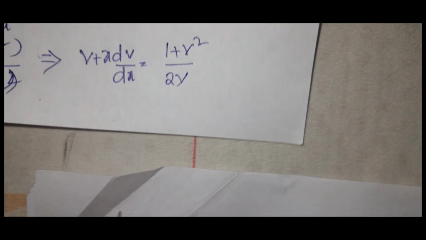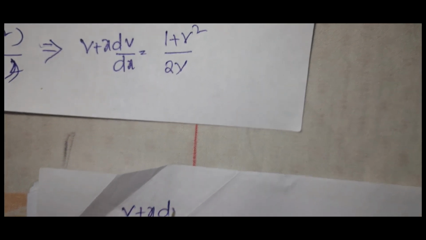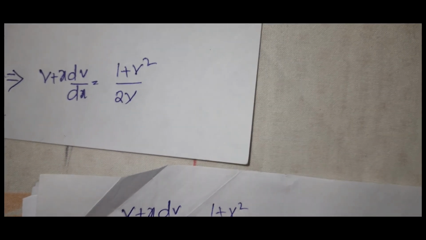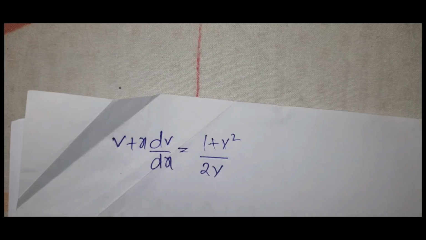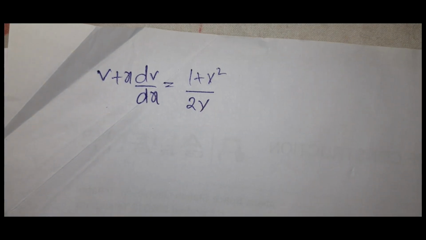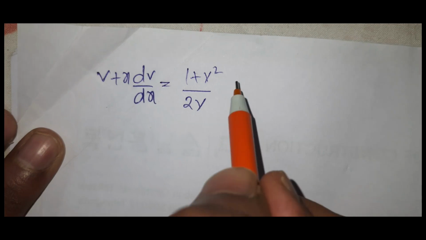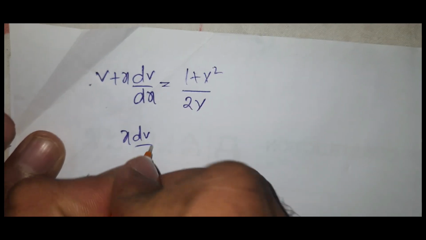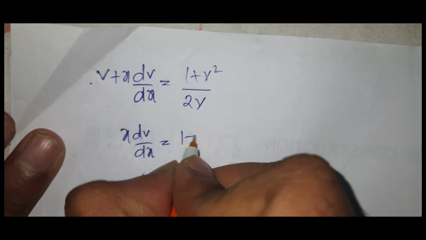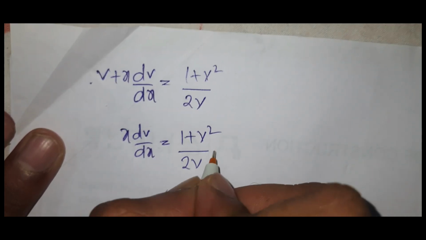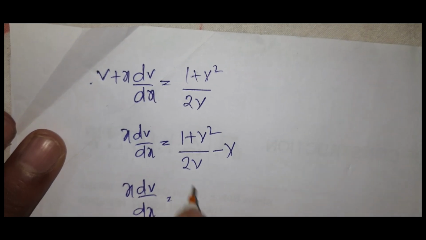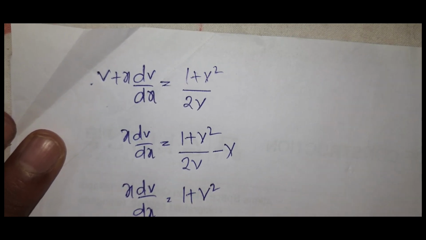The previous step, which is v plus x dv by dx is equal to 1 plus v square by 2v. Now what we are doing is sending this v to the right hand side. Positive becomes negative. x dv by dx is equal to 1 plus v square by 2v minus v.